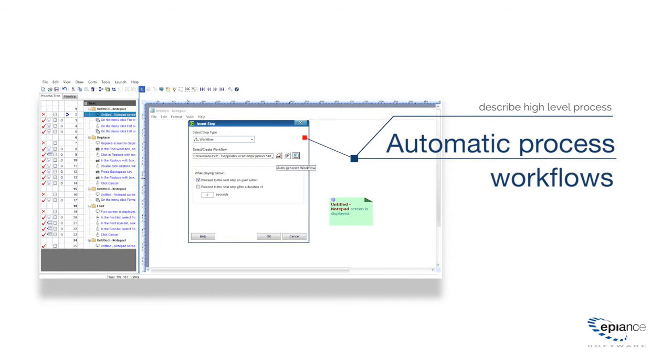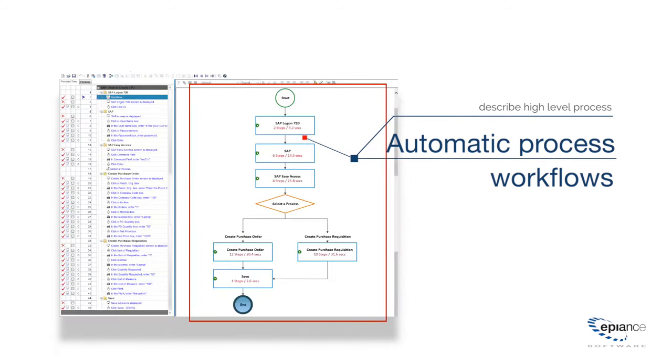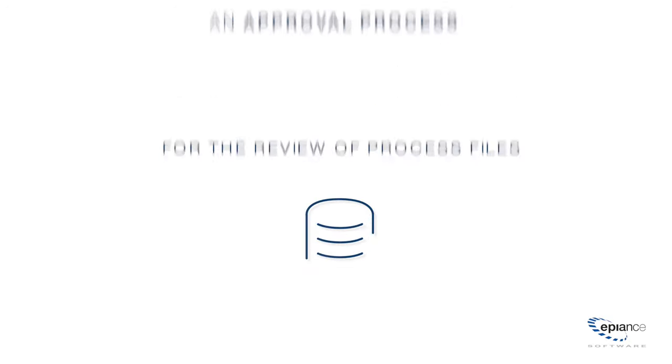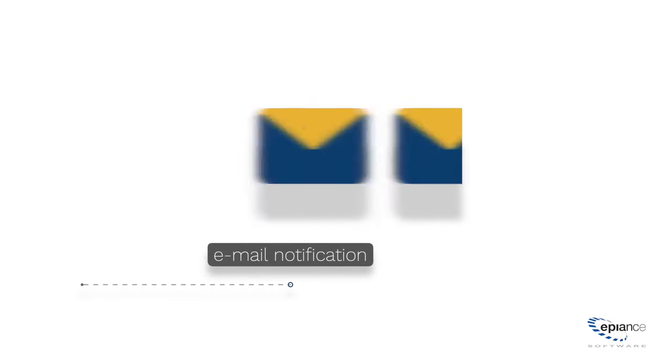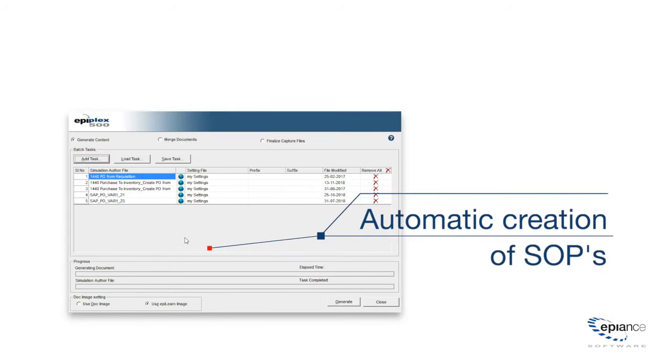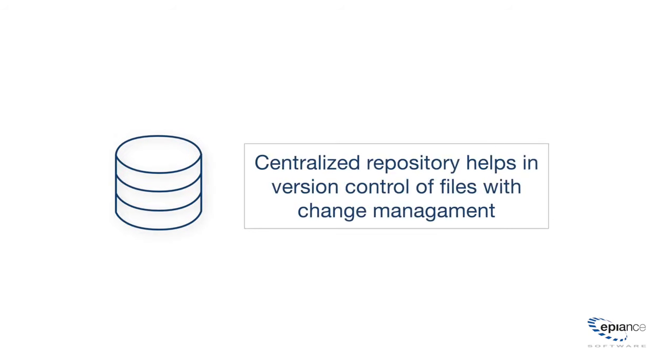Automatic workflows for the process are created and embedded to the process file, describing the high-level process with step counts and duration for each process blocks. In the repository, you have already set up an approval process for the capture and the sign-off of the SOPs. Once you are done with the capture review, an email notification goes to the relevant stakeholders so that they can review the capture. Once the captured process is approved, you can go ahead and create SOPs and get the sign-off. Centralized repository helps in version control of files with change management.